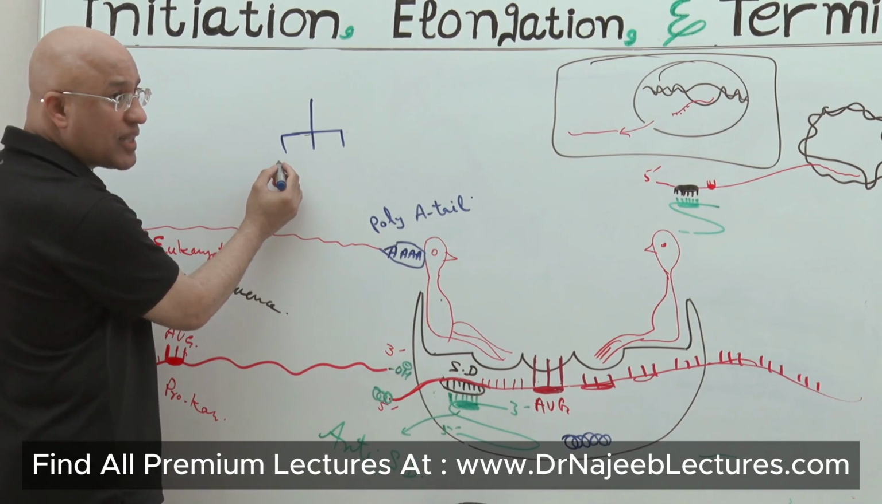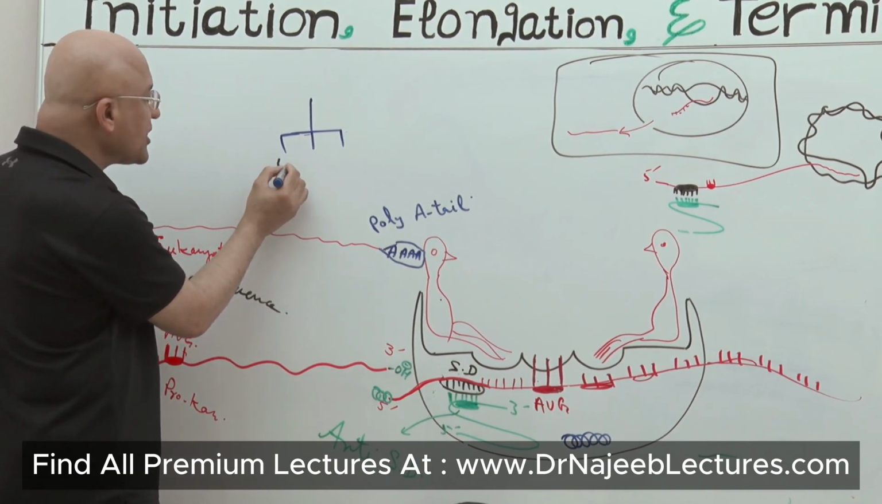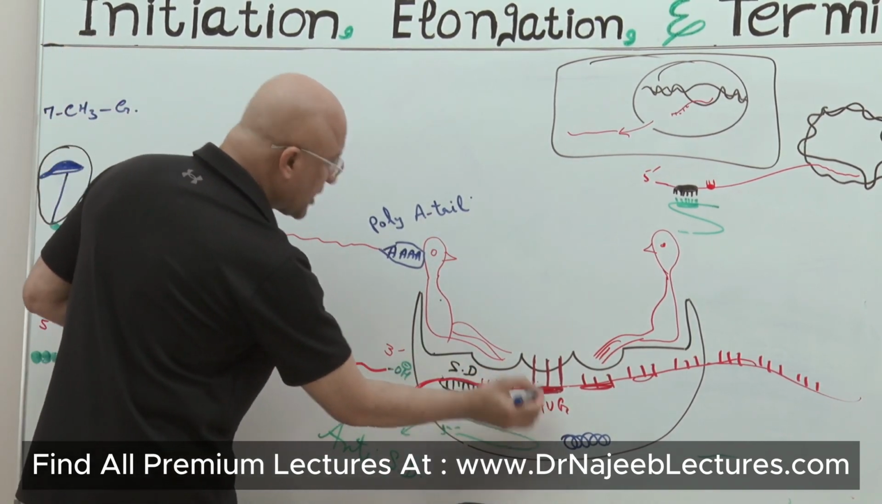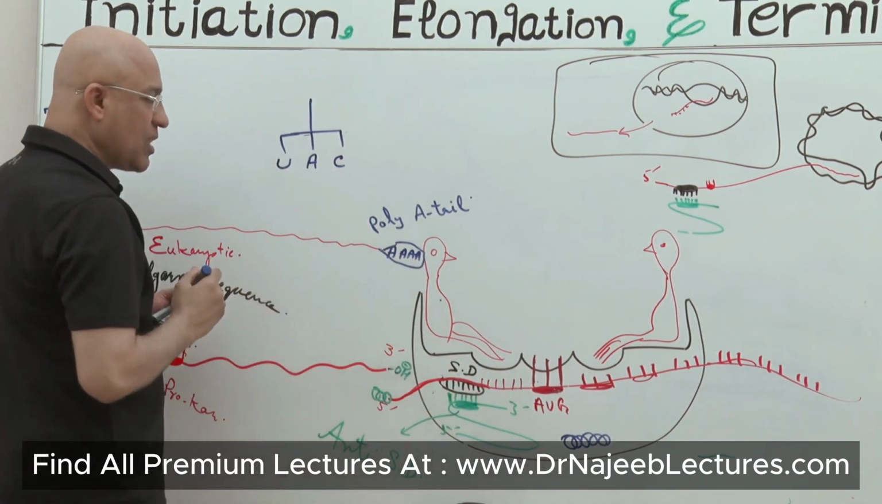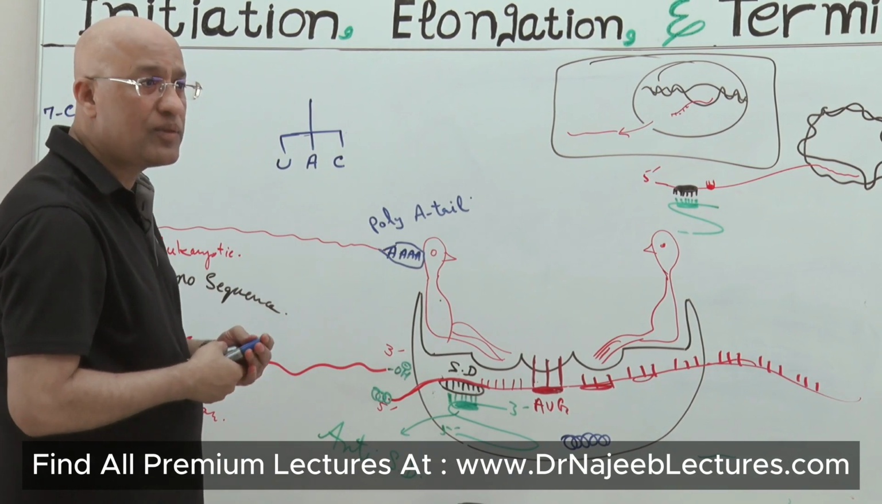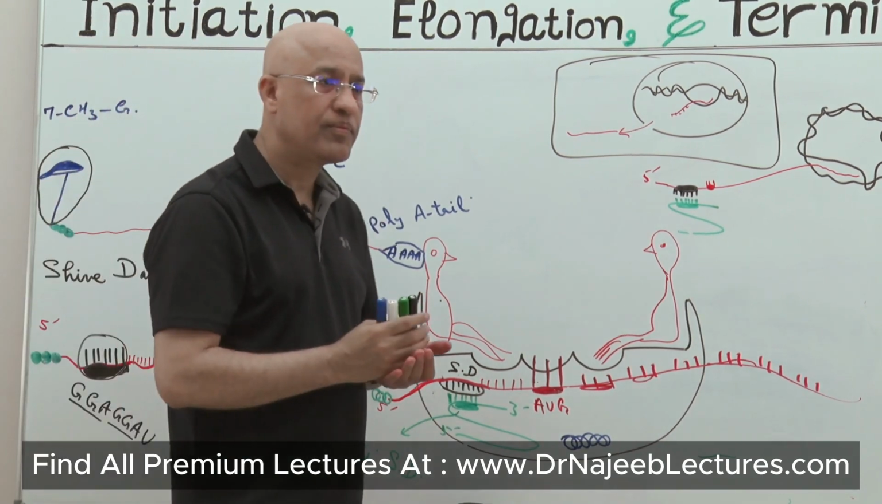A binds normally with thymine, but in RNA it is uracil. And what should this uracil pair with? Adenine, and guanine with cytosine. So it means, yes, you have a question?